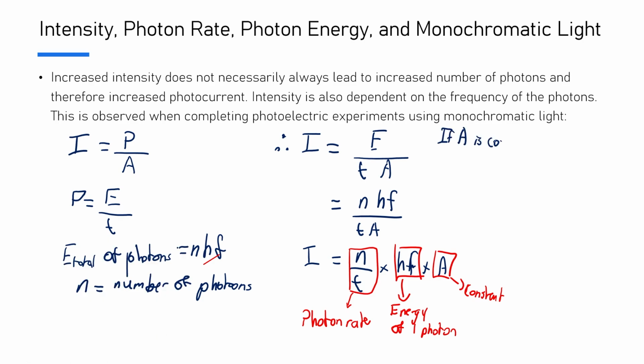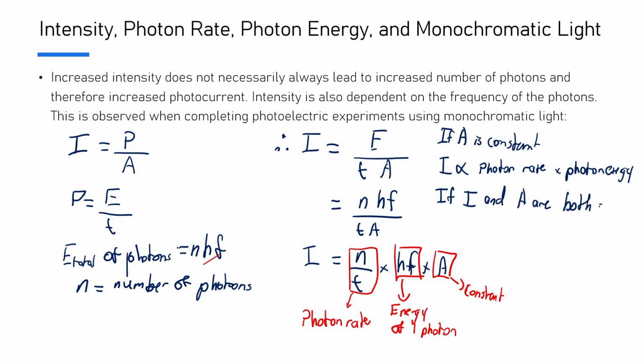So if A is constant, we can say that the intensity of light is proportional to the photon rate and the photon energy. Therefore, the conclusion that we can make is that if I and A are both constant for a bunch of different scenarios, if I were to increase the frequency of my monochromatic light, then that is going to cause an increase in energy, HF, right? And that is going to mean that in order for the intensity of light to stay the same, there must be a decrease in N, or photon rate.